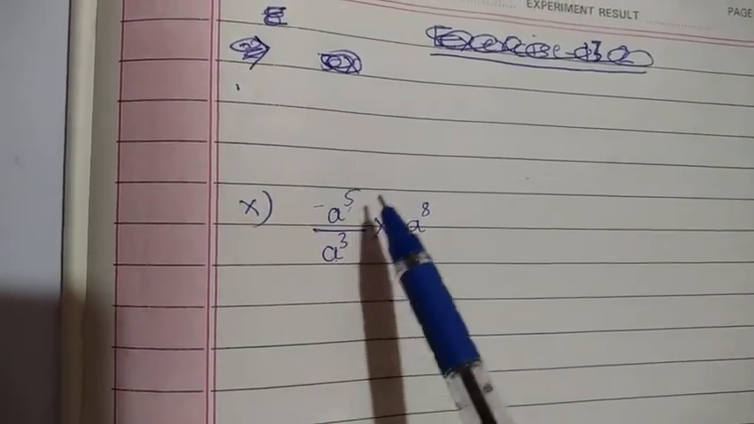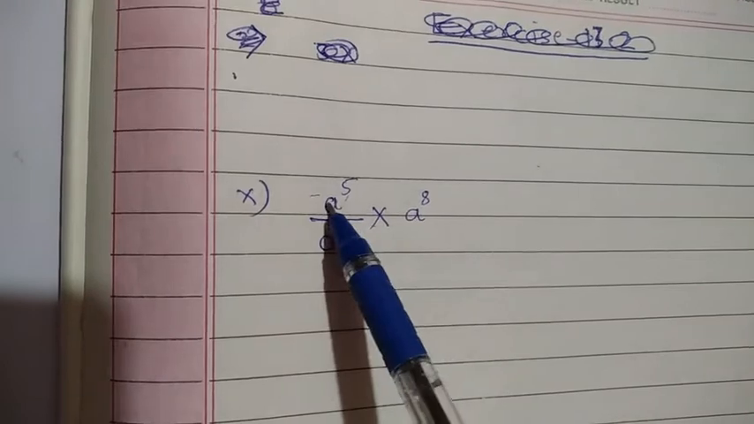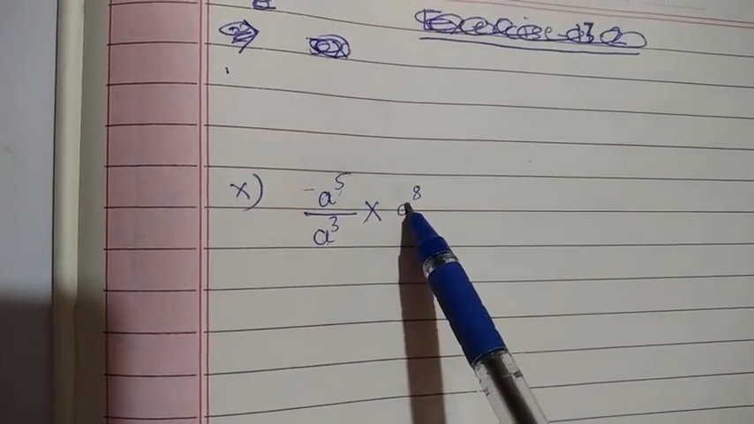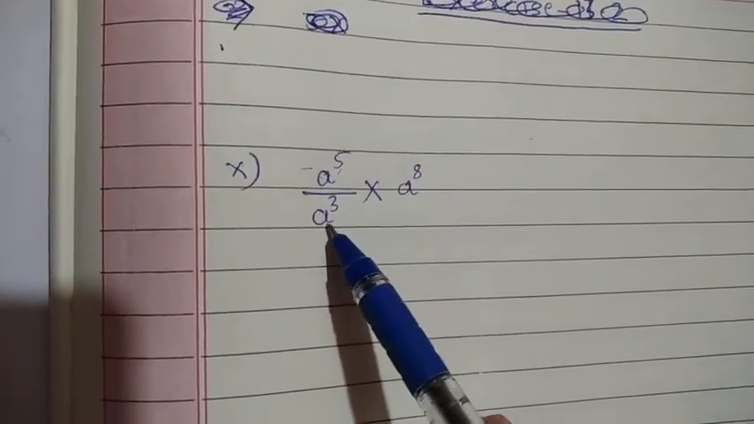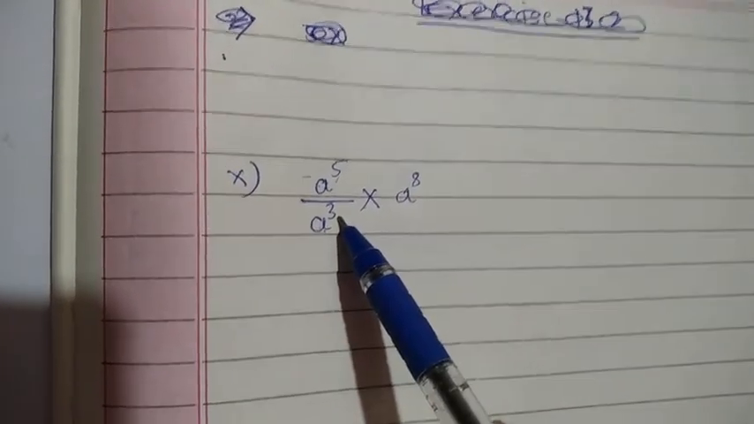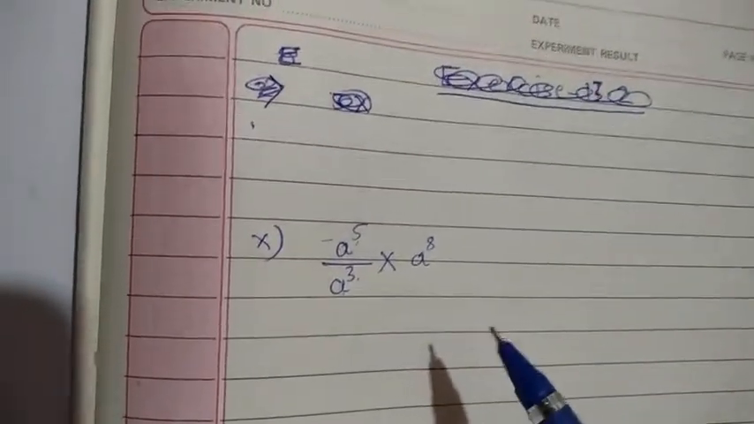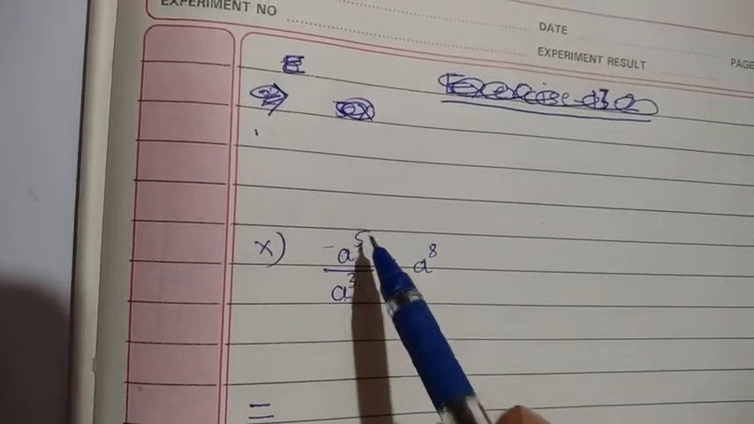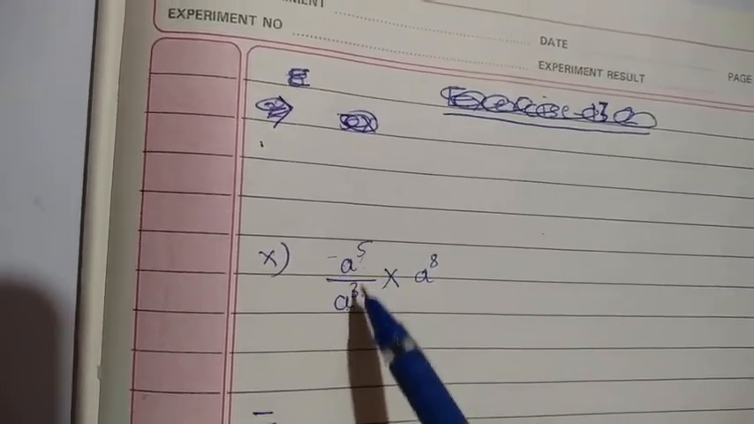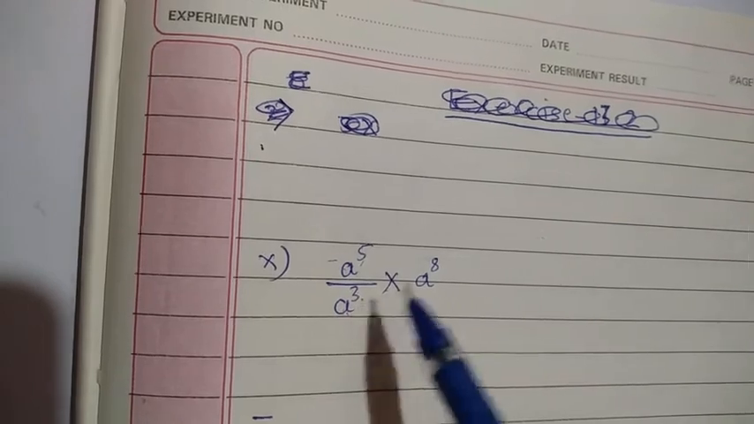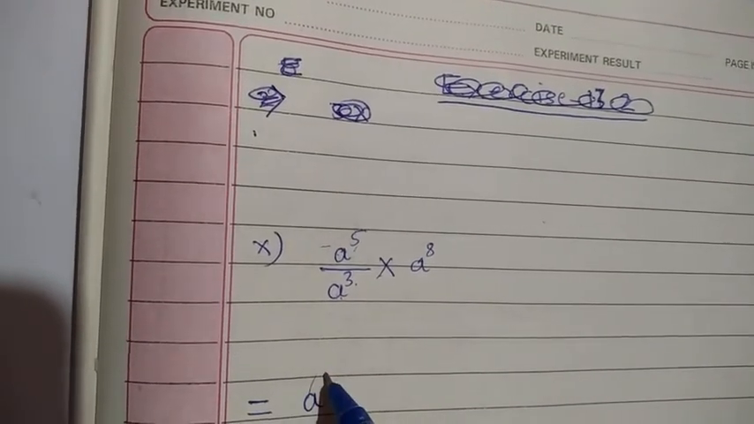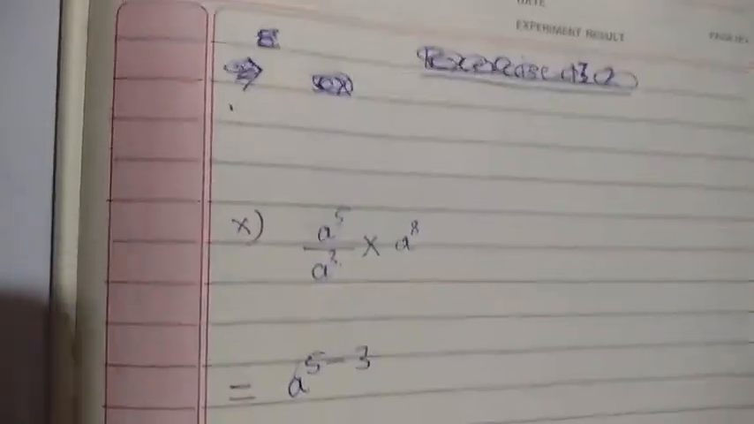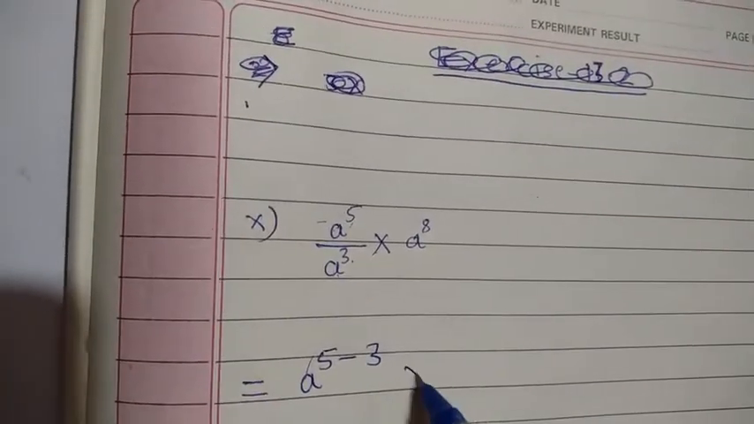The second method is that first you multiply both these using the laws of exponents, and in that answer, if you divide by a raised to 3 using the laws of exponents, you get the same answer. Choice is yours. Here I am solving the first method using the second law: a raised to 5 divided by a raised to 3 is a raised to 5 minus 3, and this one I am going to write as it is.